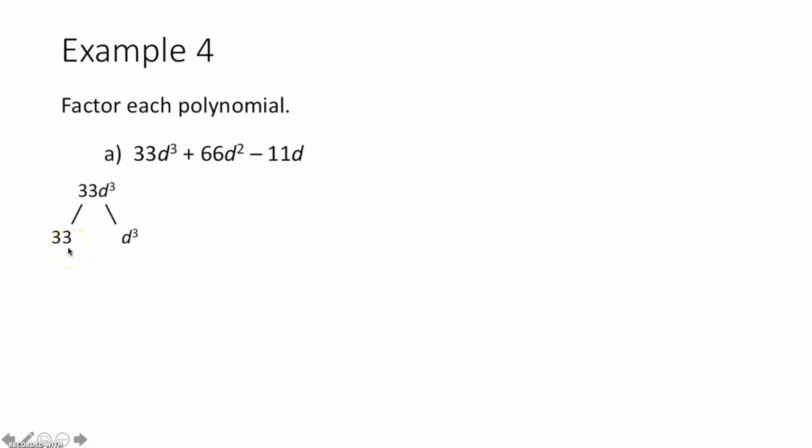The 33, we know breaks up into 3 times 11. The d cubed, we have done this a couple times now. You could write d times d times d, or you could just write d squared times d, and then break up your d squared into d times d.